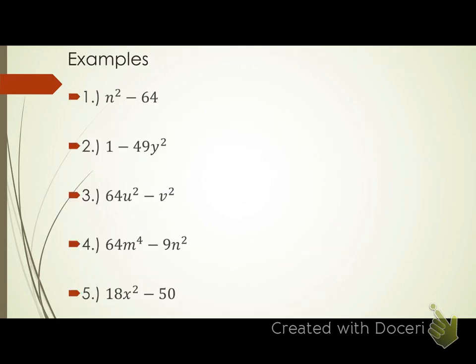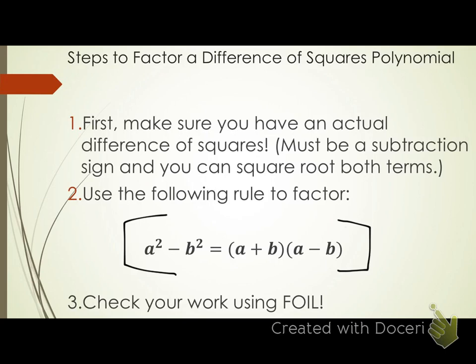Here's some examples. Number 1, n squared minus 64. So let's first make sure it is a difference of squares. It's got two terms. Is it a subtraction problem? Yes, so there's the difference part. Can I take the square root of my first term, n squared? Yep. Can I take the square root of 64? Yes. So, this is a difference of squares. Okay? So I can follow this rule.